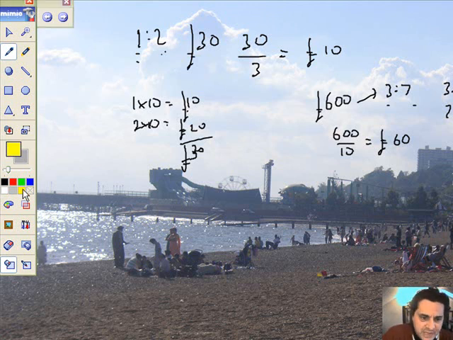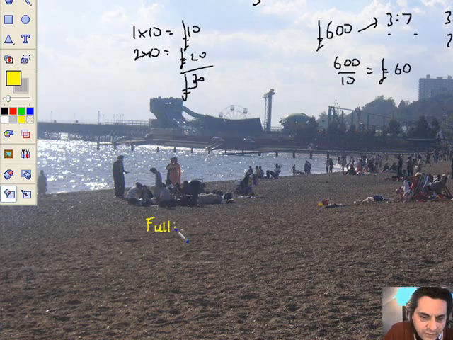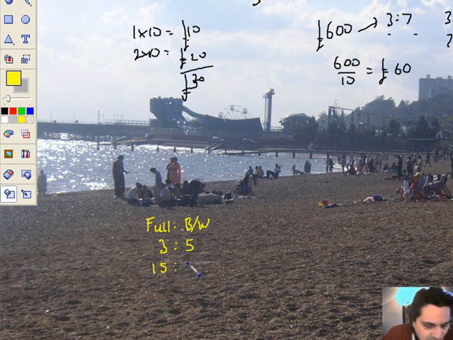Work down the bottom in the sand. It says here the ratio of full colour pages, let's call it F, to black and white, so BW, in a magazine is 3 to 5. Okay, so full colour to black and white is 3 pages to 5 pages. If there are 15 full colour pages, how many black and whites are there?